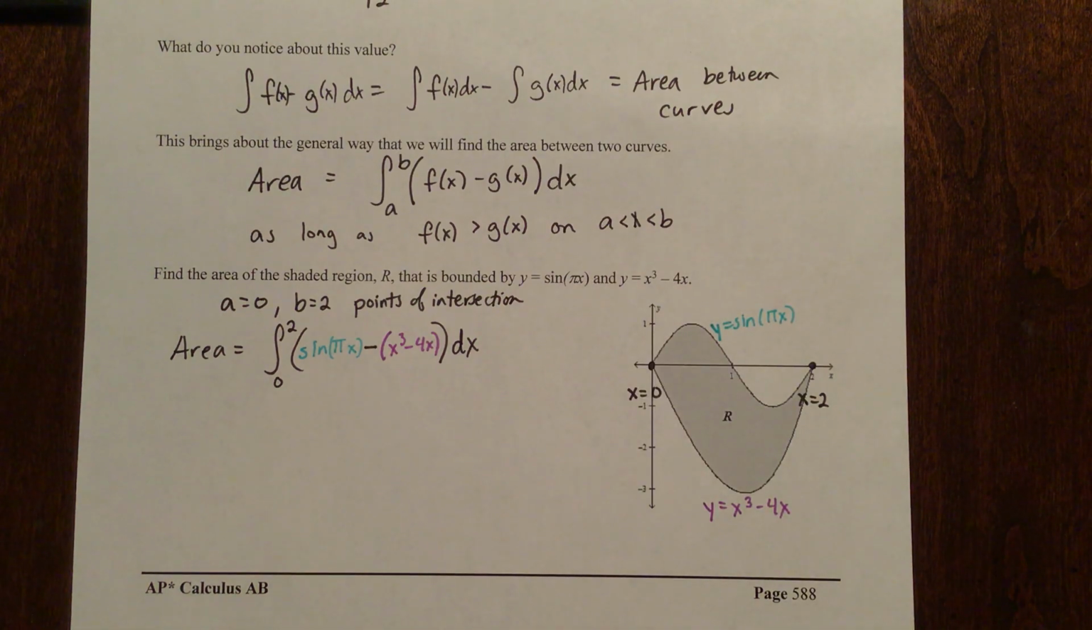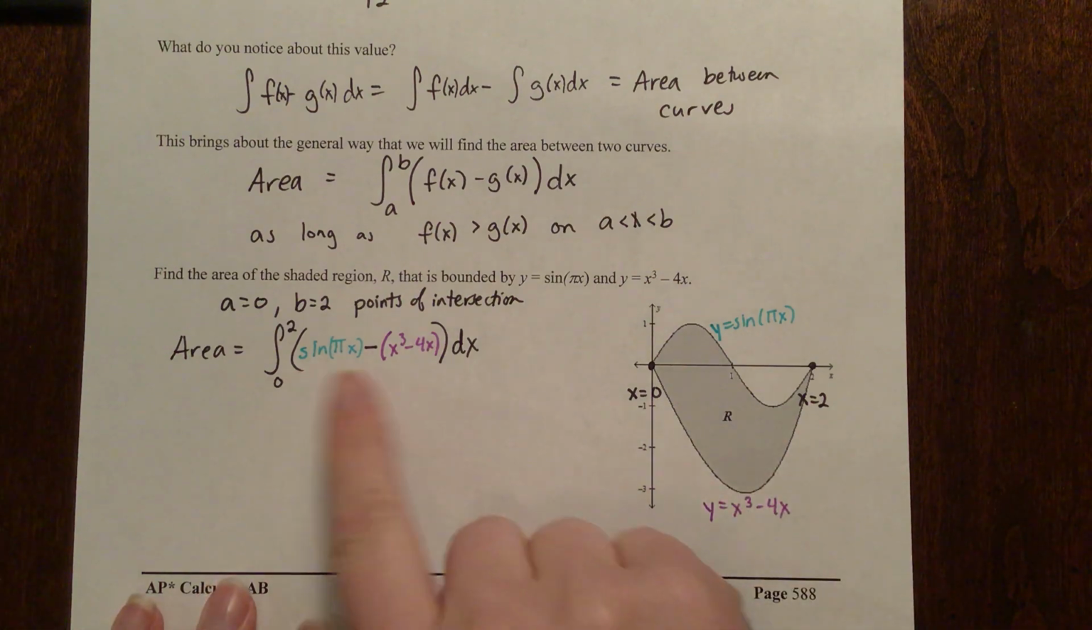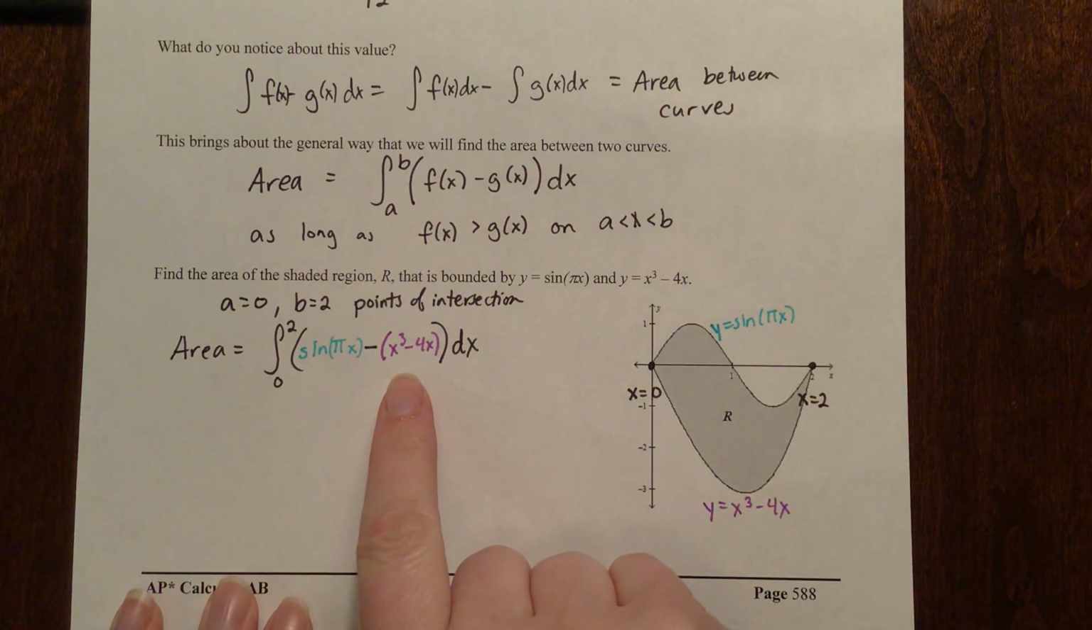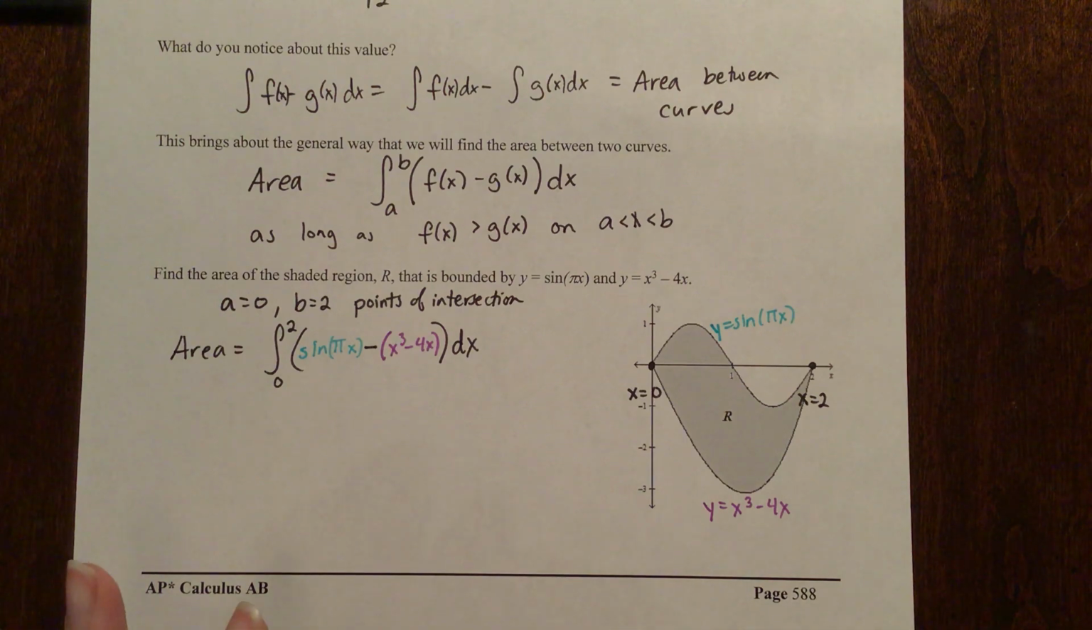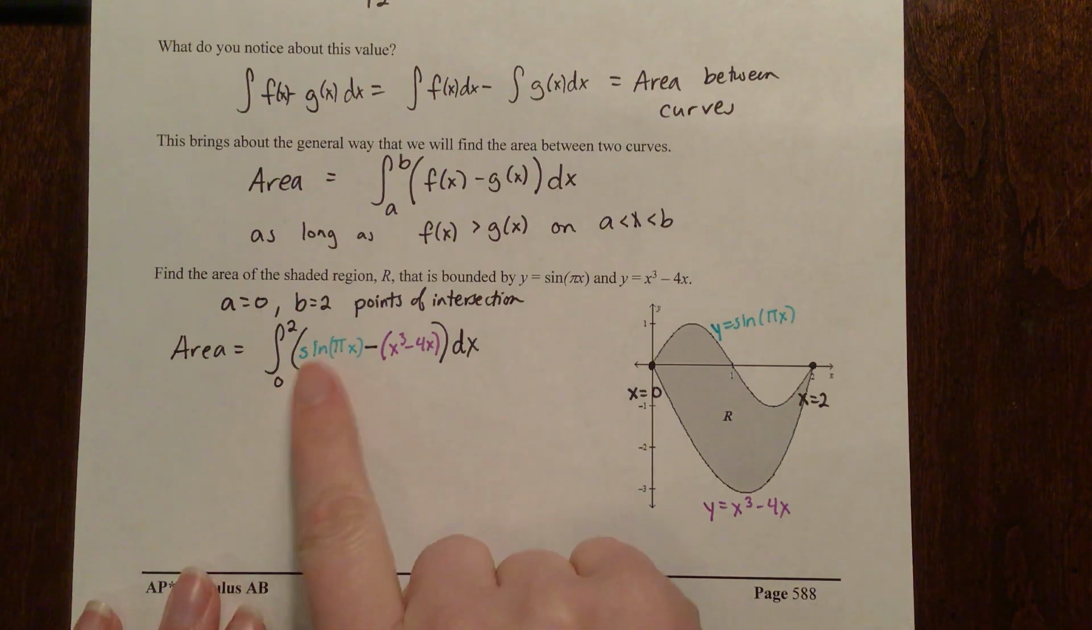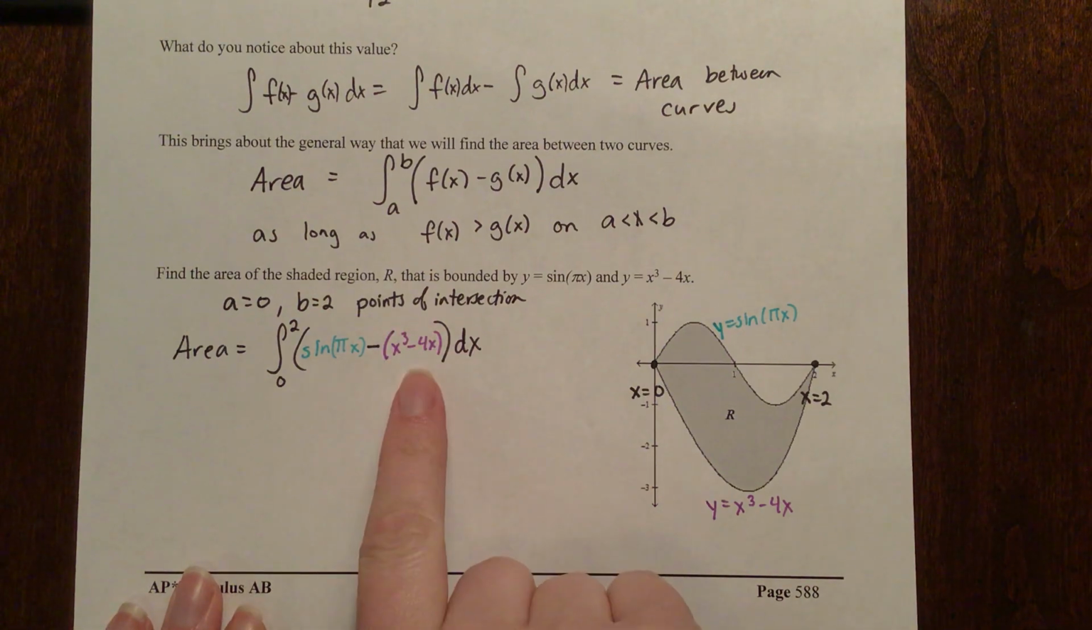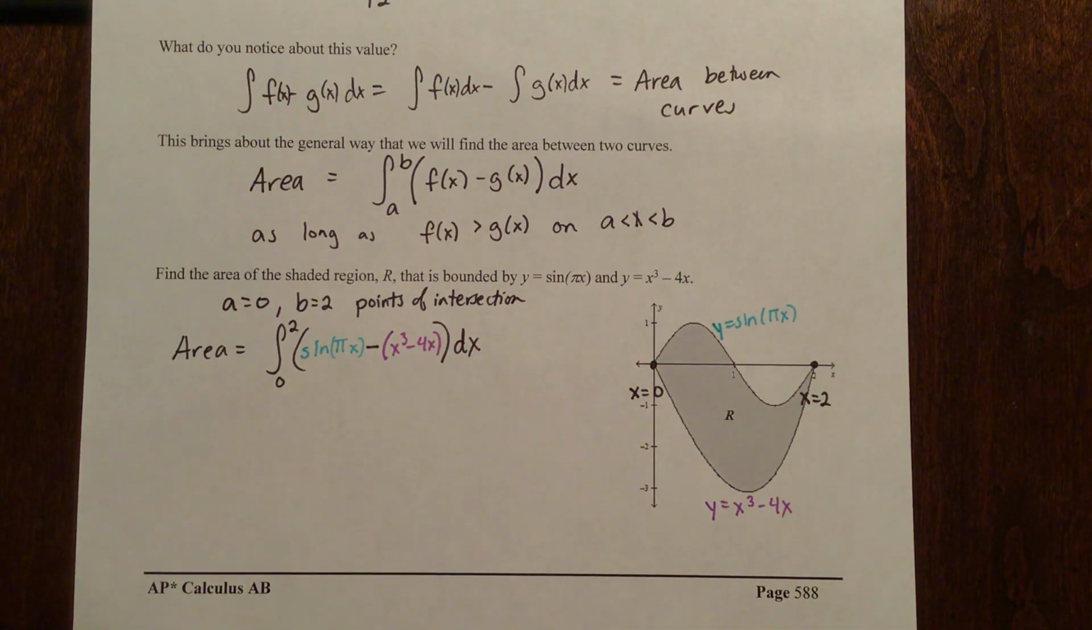Okay, so you might find it easier to actually separate these two integrals out. I would totally understand that. I'm going to go ahead and do it that way because it's easier to think of sine as its own deal and then this polynomial as its own deal. So I'm going to separate them.